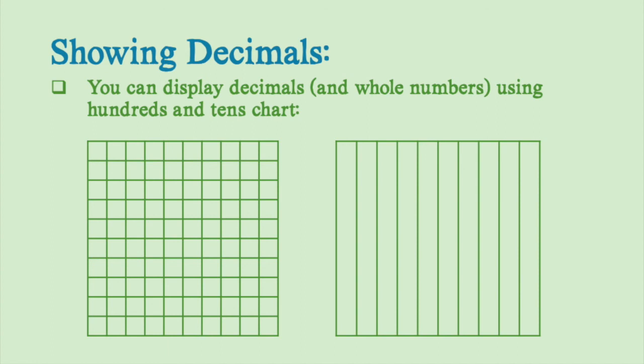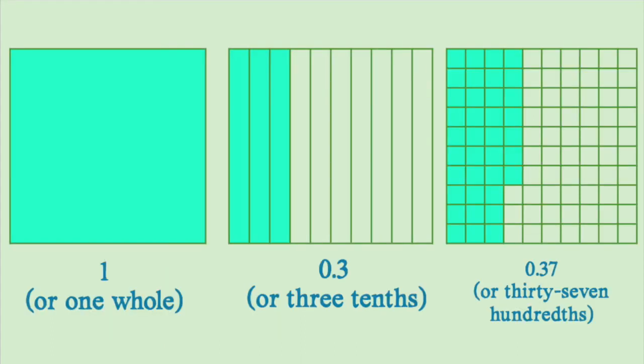And I have blank examples for you right here. So here I have filled in some examples. You can see that on the far left there's one whole. In the tenths charts I showed 3 tenths, which is both a fraction and a decimal, 0.3, and I showed 37 hundredths or 0.37 in the hundredths place.